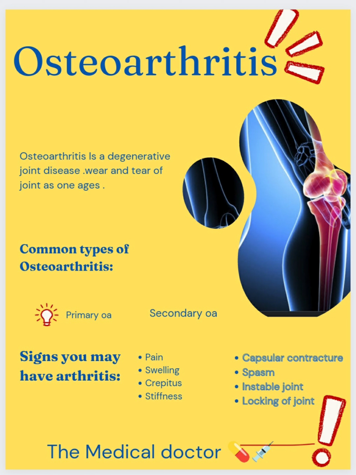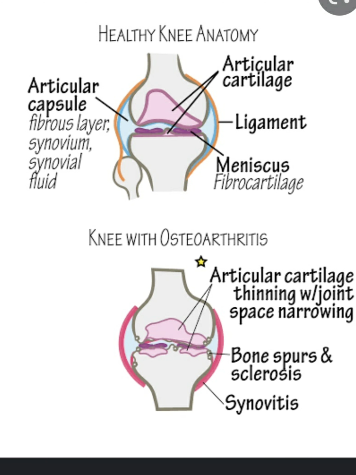The clinical features with which the patient presents are pain, swelling, crepitus, stiffness, or maybe capsular contracture, spasm, unstable joint, and locking of the joint, which occurs later on. But the primary symptom is pain, and later on it can develop swelling as well. The pain is usually dull and occurs on activity initially, but it usually gets cramp like, and coarse crepitus is also present.